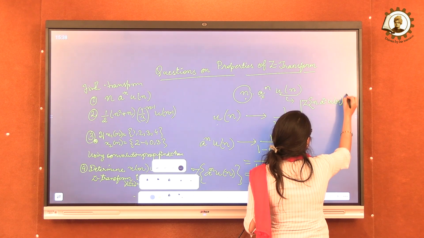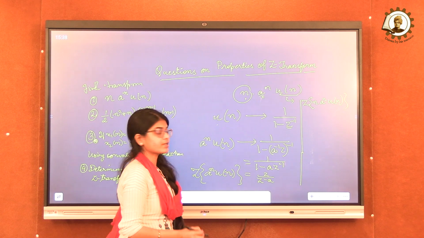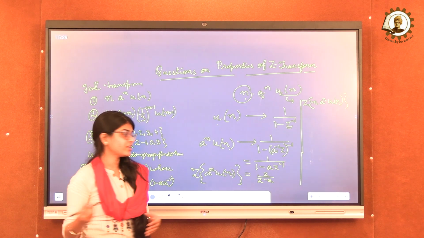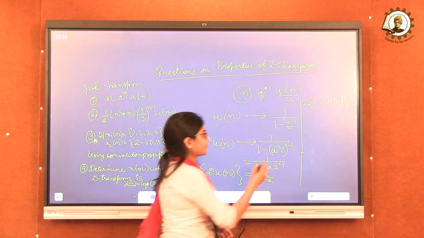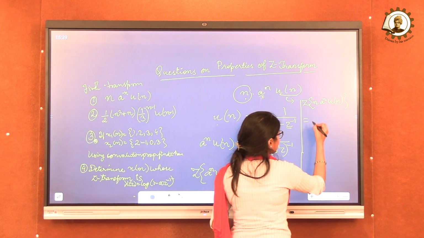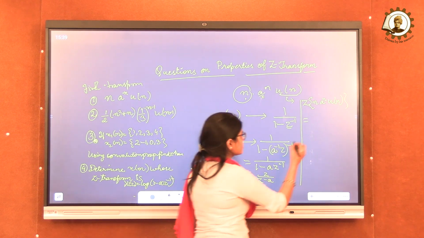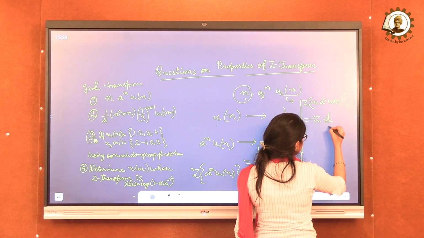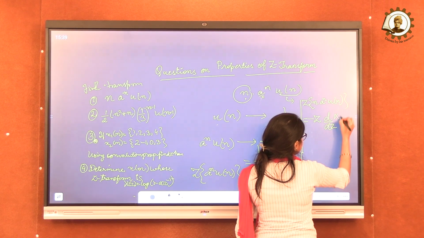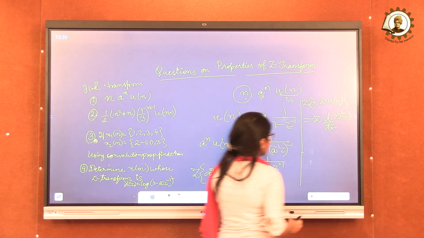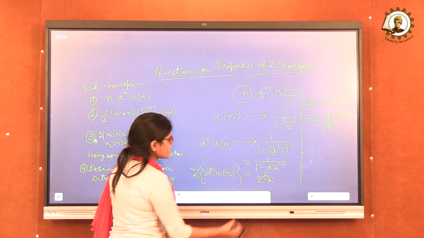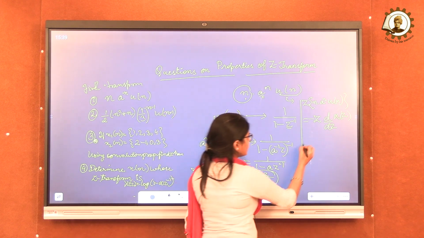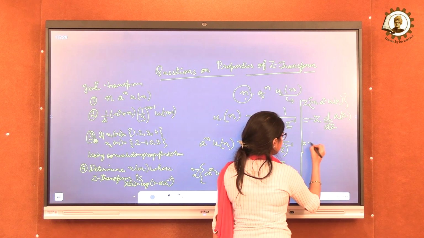What is the property? If the signal is multiplied by n in the time domain, then it will result in the differentiation of the signal in the z domain or the complex frequency domain. So what it will become is minus z into the differentiation of X(z) with respect to z. Fine. Now this result is your X(z). You have to differentiate this part. So the answer will be minus z.